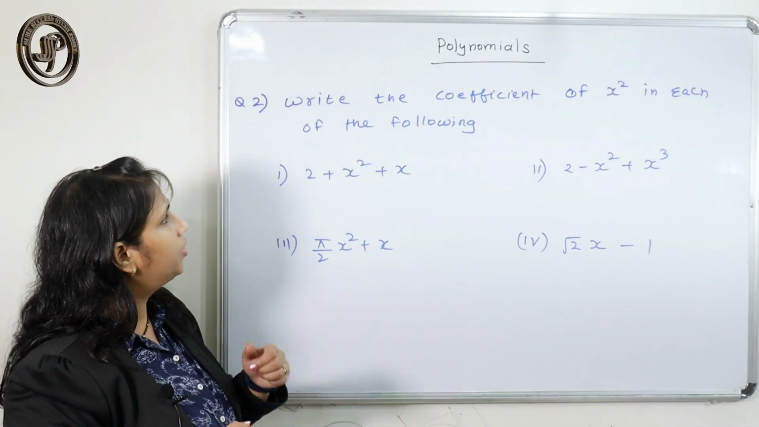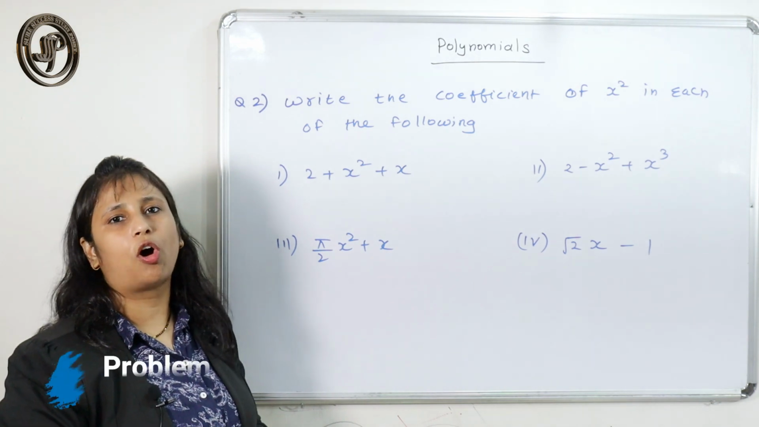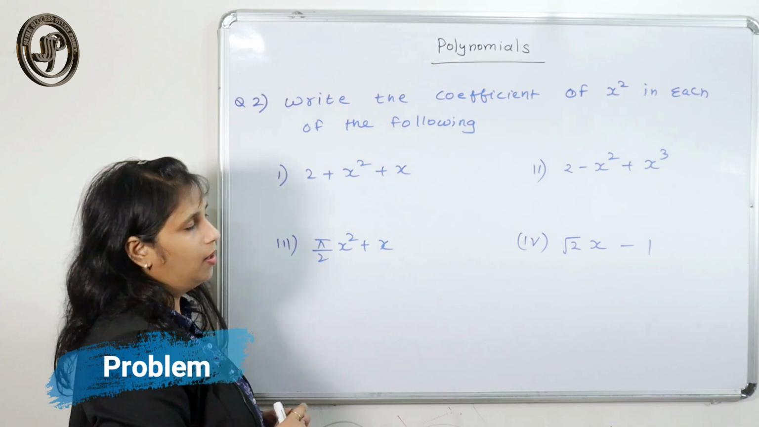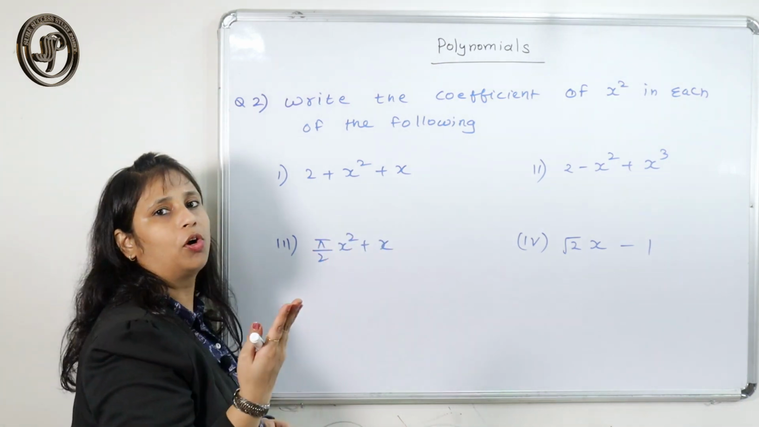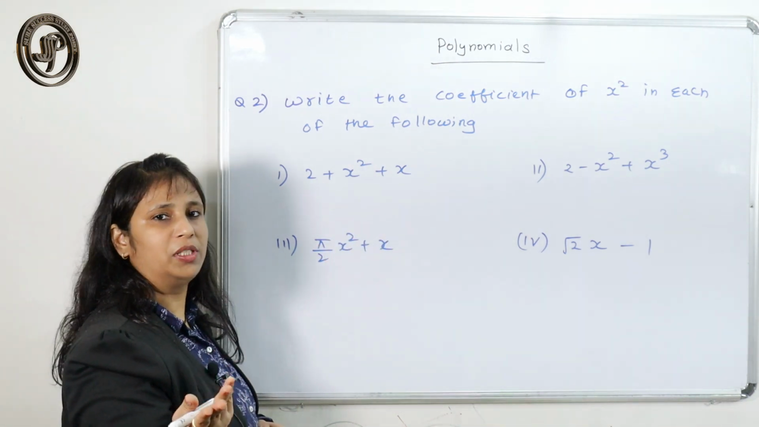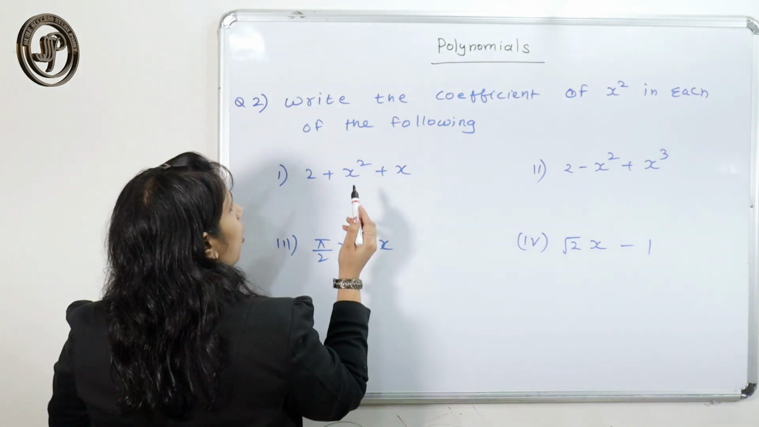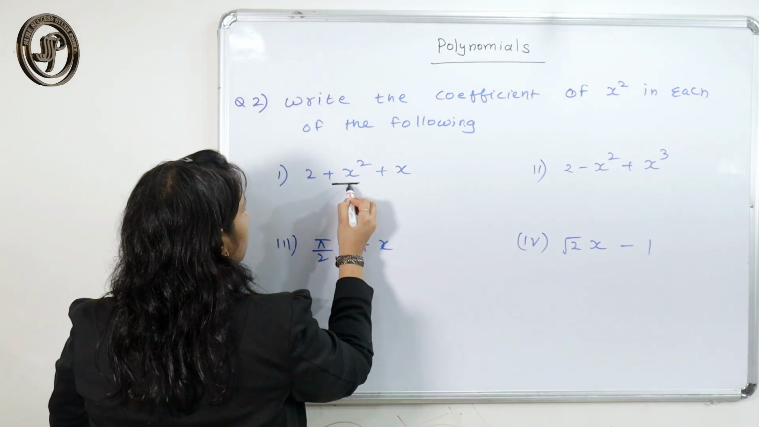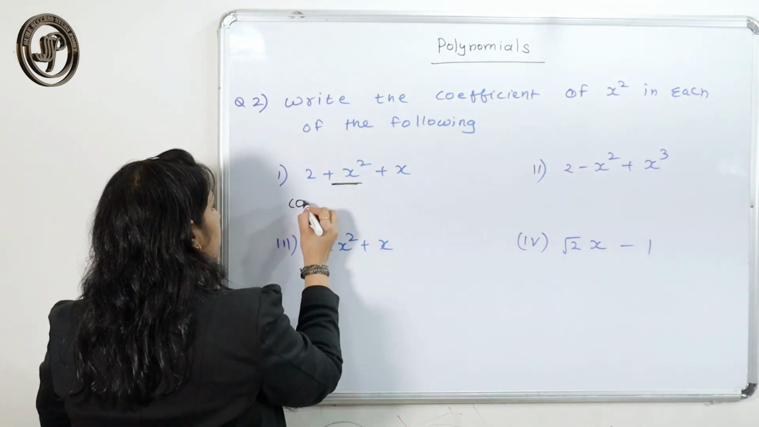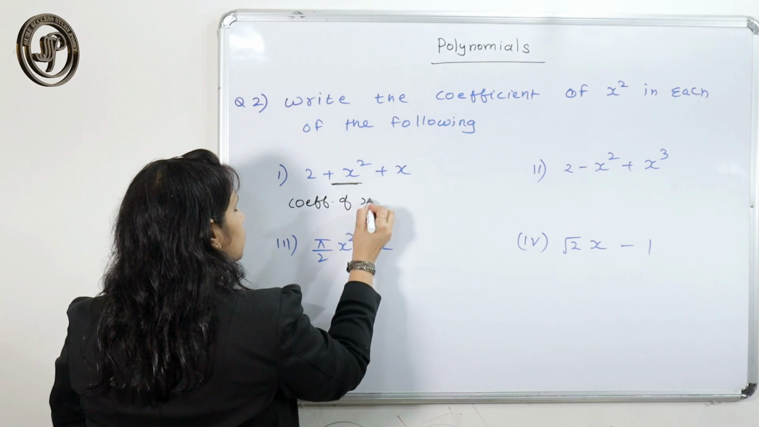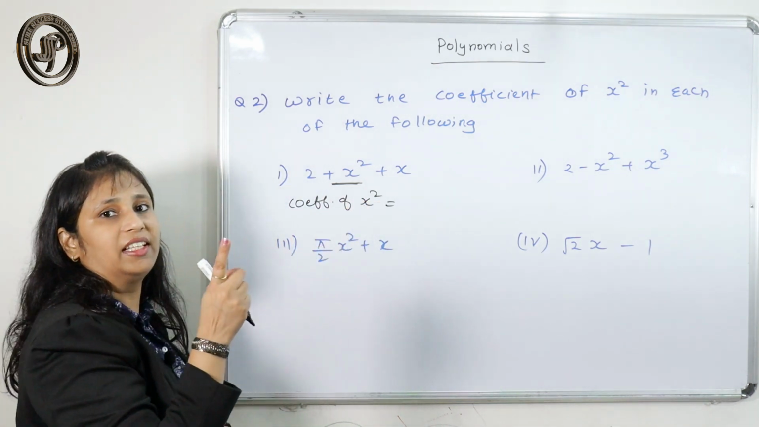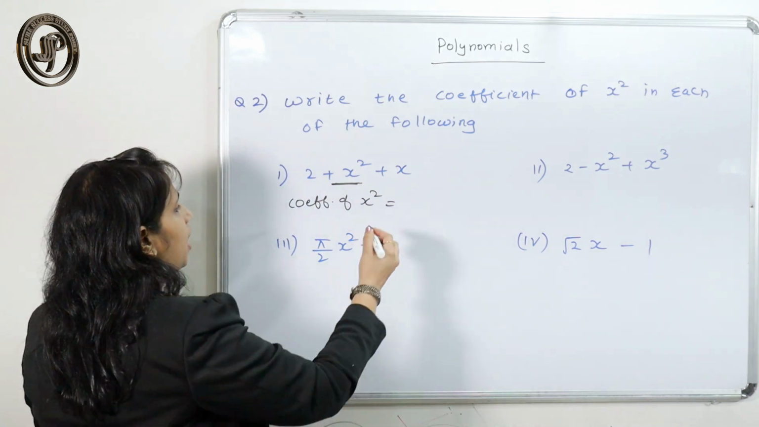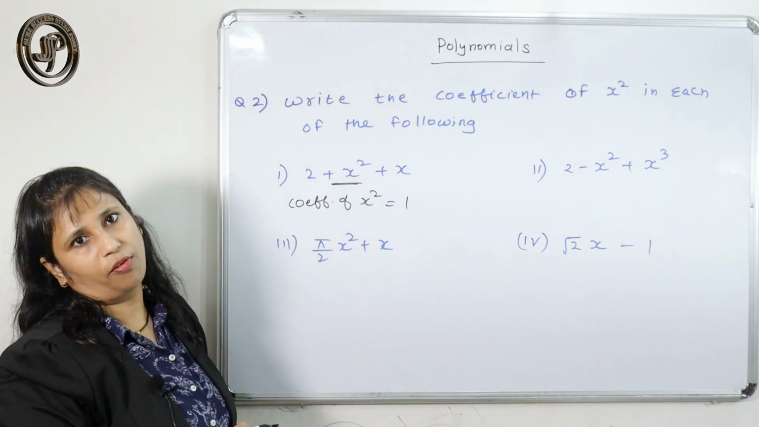So here in this question you have to find the coefficient of x square. So this is a polynomial. Why is this a polynomial? Because the exponent of each term is a whole number. So now you have to find the coefficient of x square. So here is your x square. What is the coefficient of x square? The number that is attached to x square, with its sign, is the coefficient of x square.